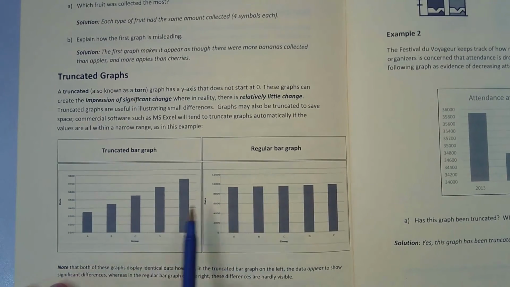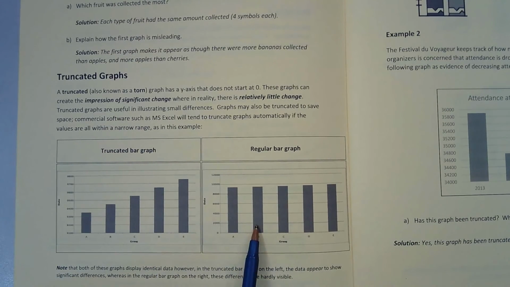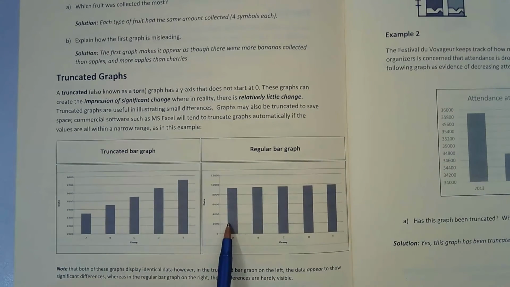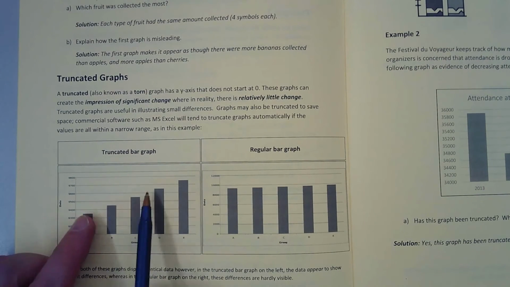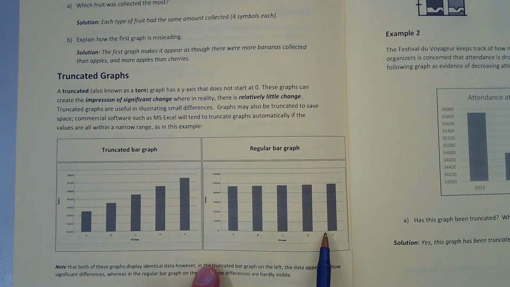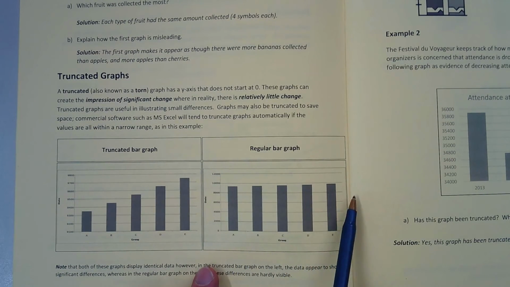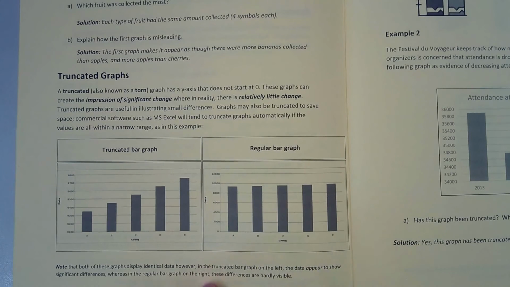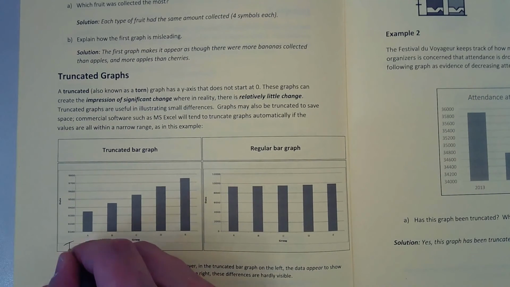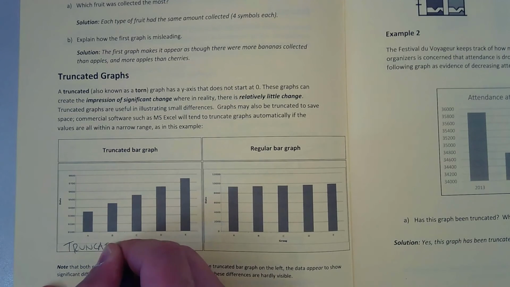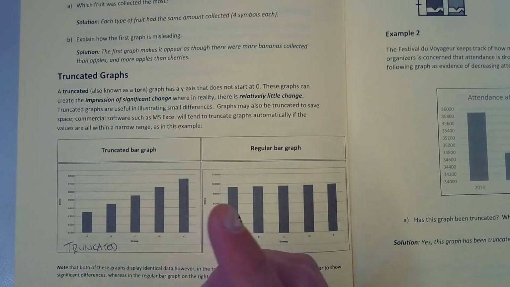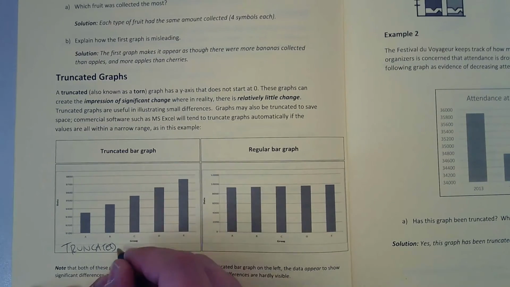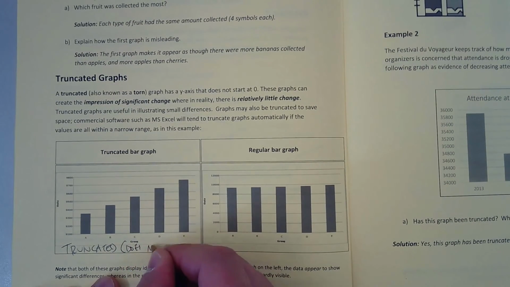So these two graphs represent the same data. But this one has been biased because it doesn't start at 0. So it really exaggerates the differences. This one does start at 0, and notice they all look kind of similar, right? Okay, so this is the truncated one. Your test questions will be, is this graph truncated? You just look at it. If it doesn't start at 0, yeah, okay. Truncated does not start at 0.